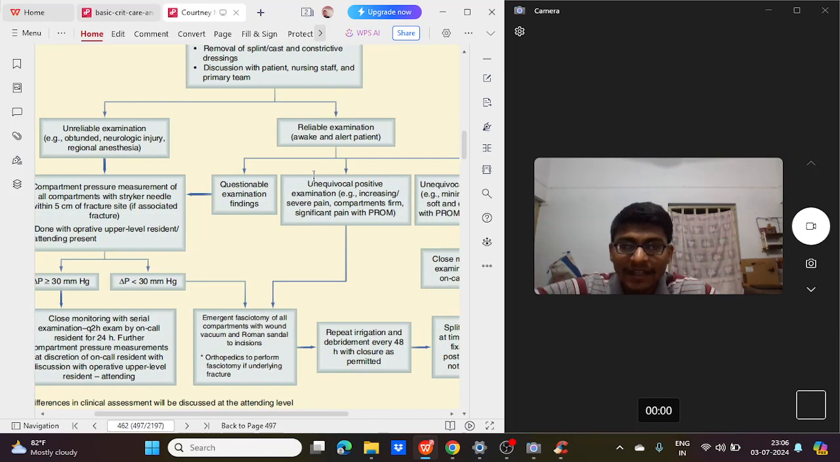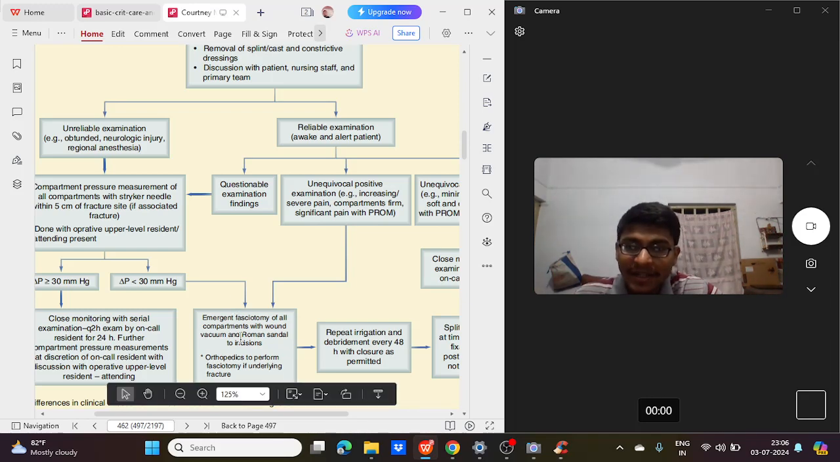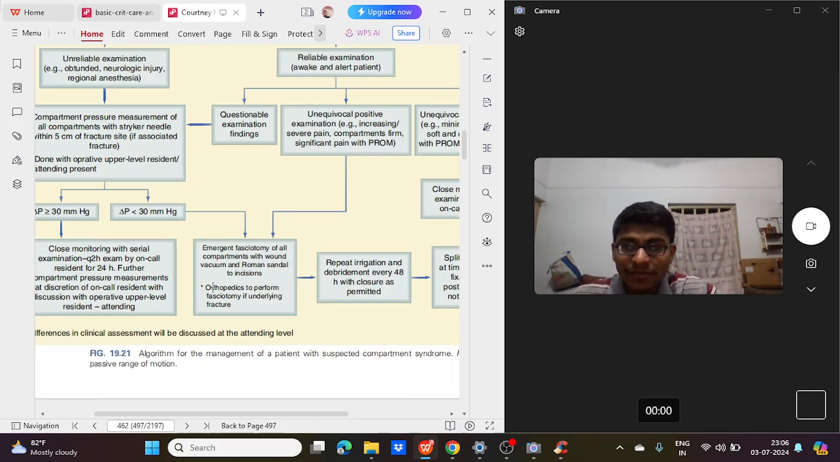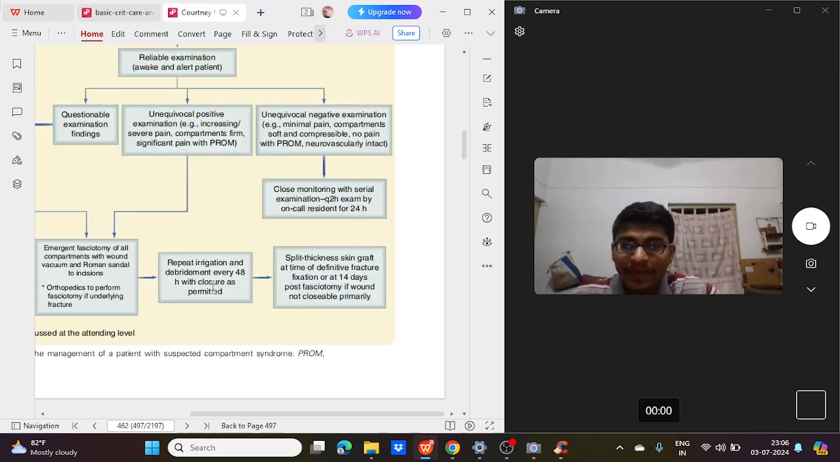And if there is unequivocal positive finding, increasing or severe pain, compartments being firm, significant pain on passive range of movement, then we'll go ahead with fasciotomy of all compartments. And if there is a fracture, we'll ask for help from the orthopedic team. We'll repeat irrigation and debridement every 48 hours if needed. And later, if needed, we'll go ahead with skin graft or secondary closure.